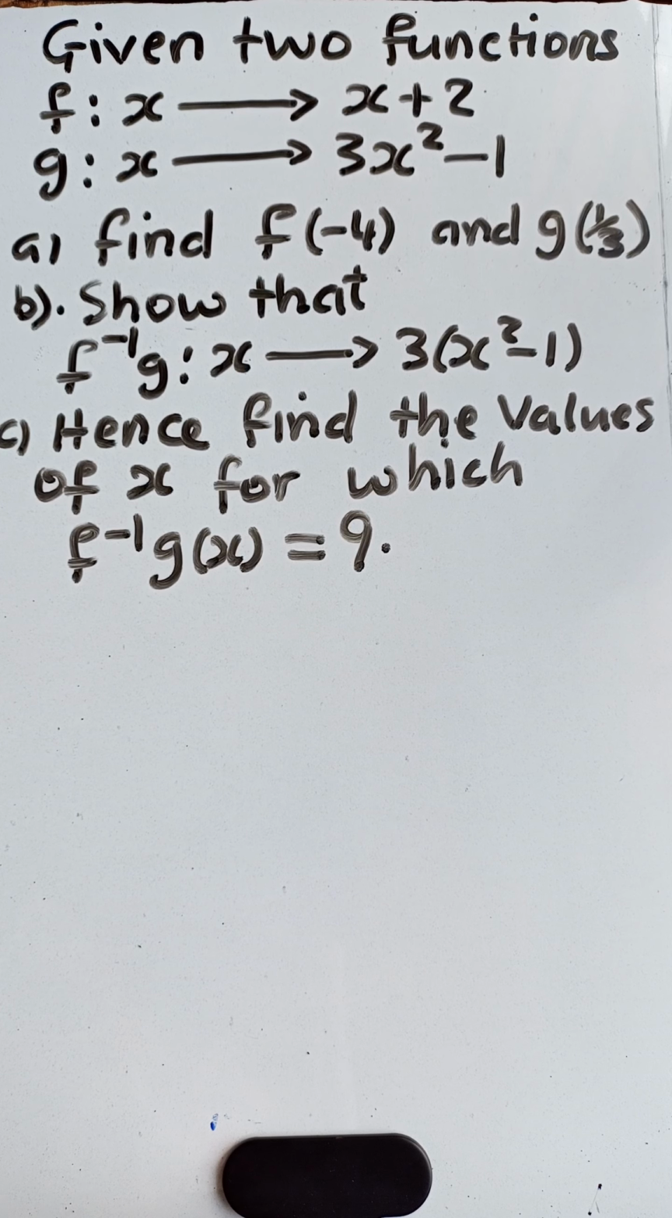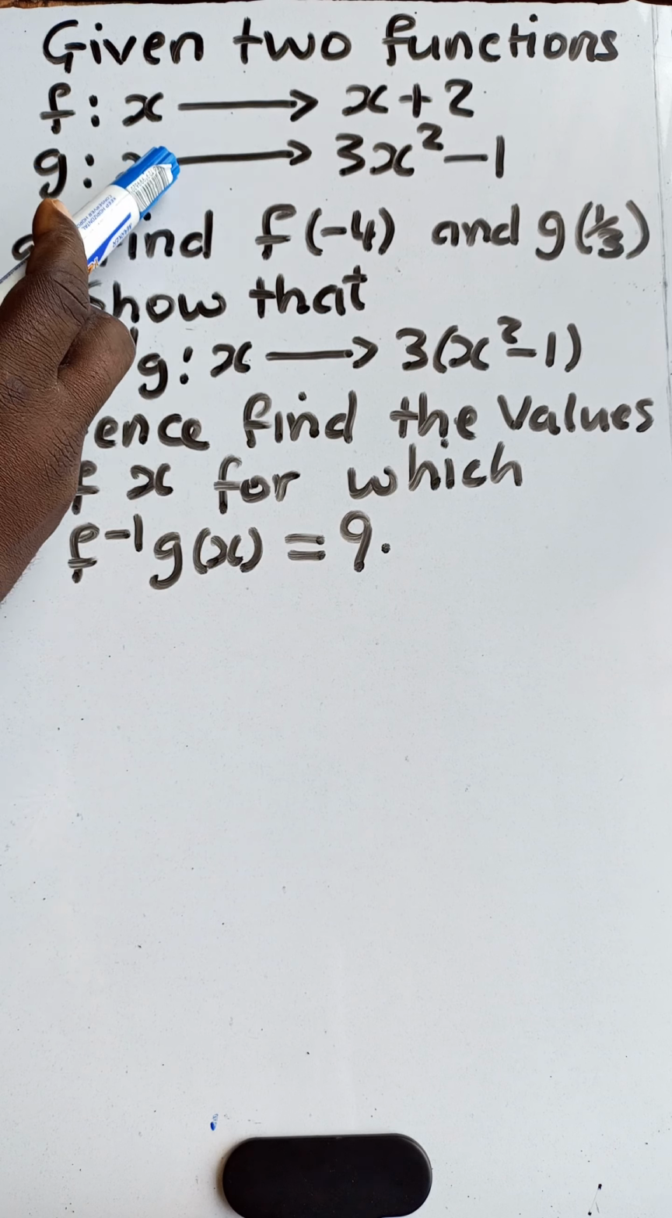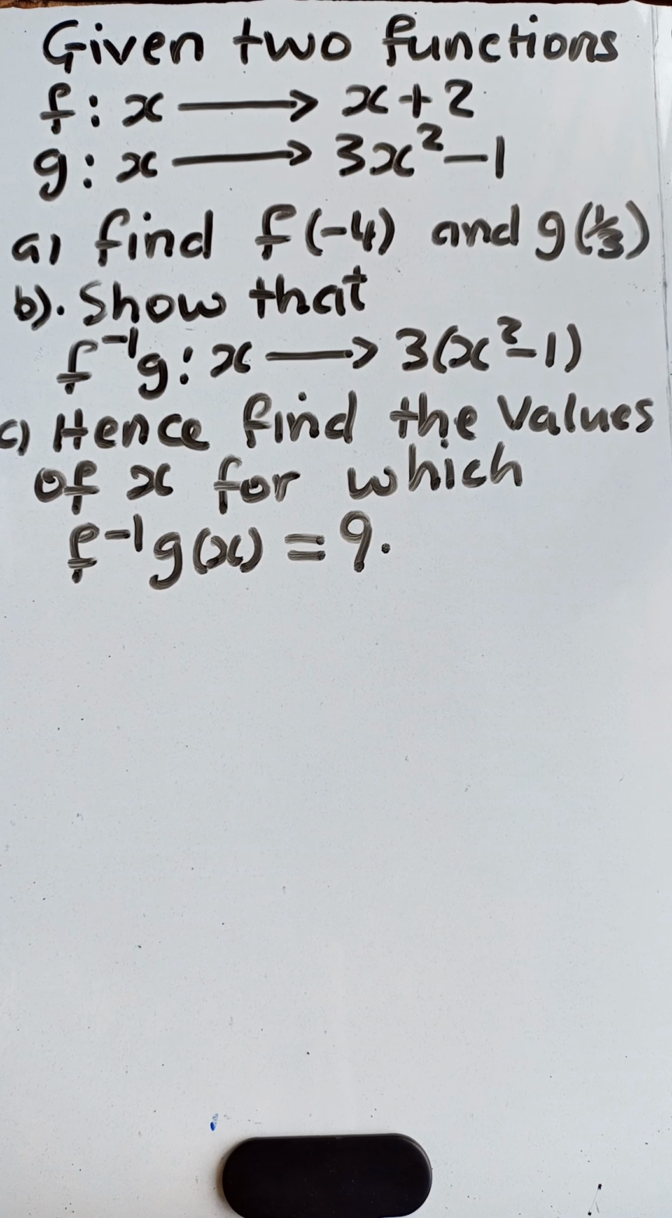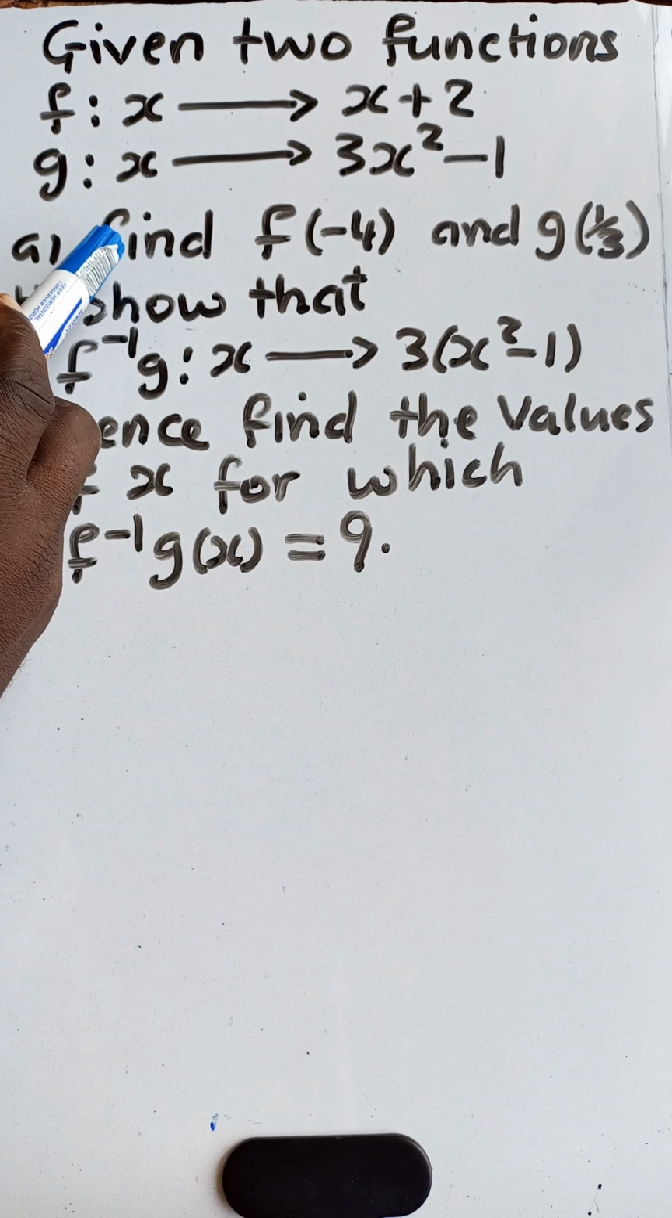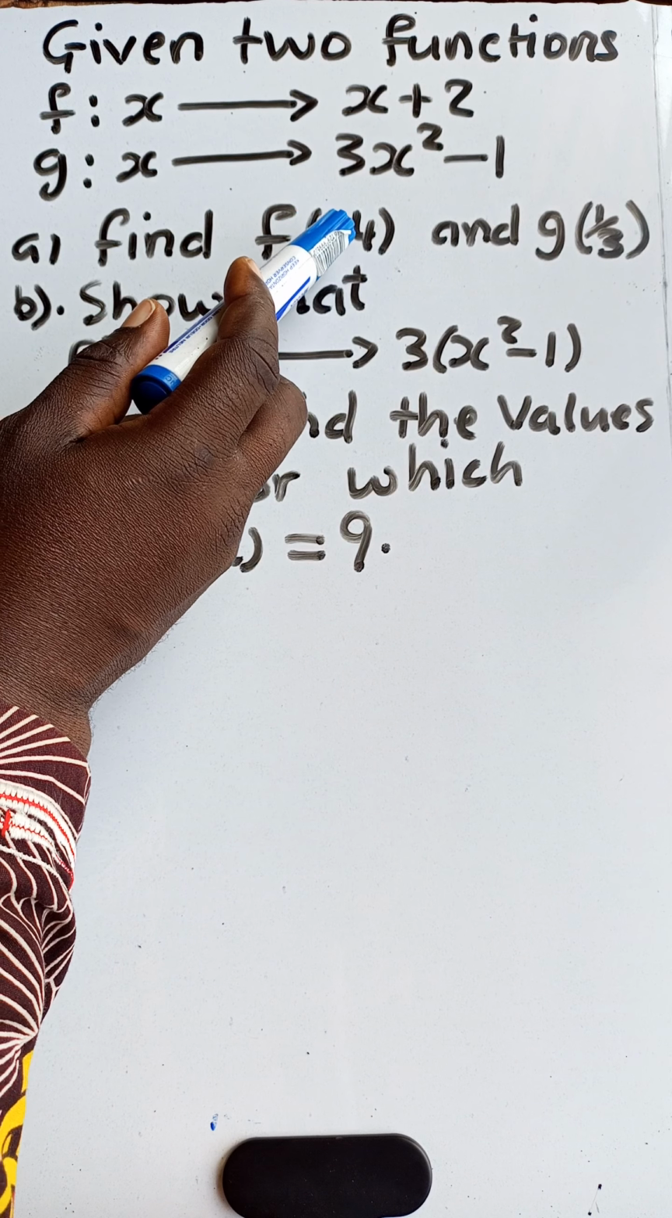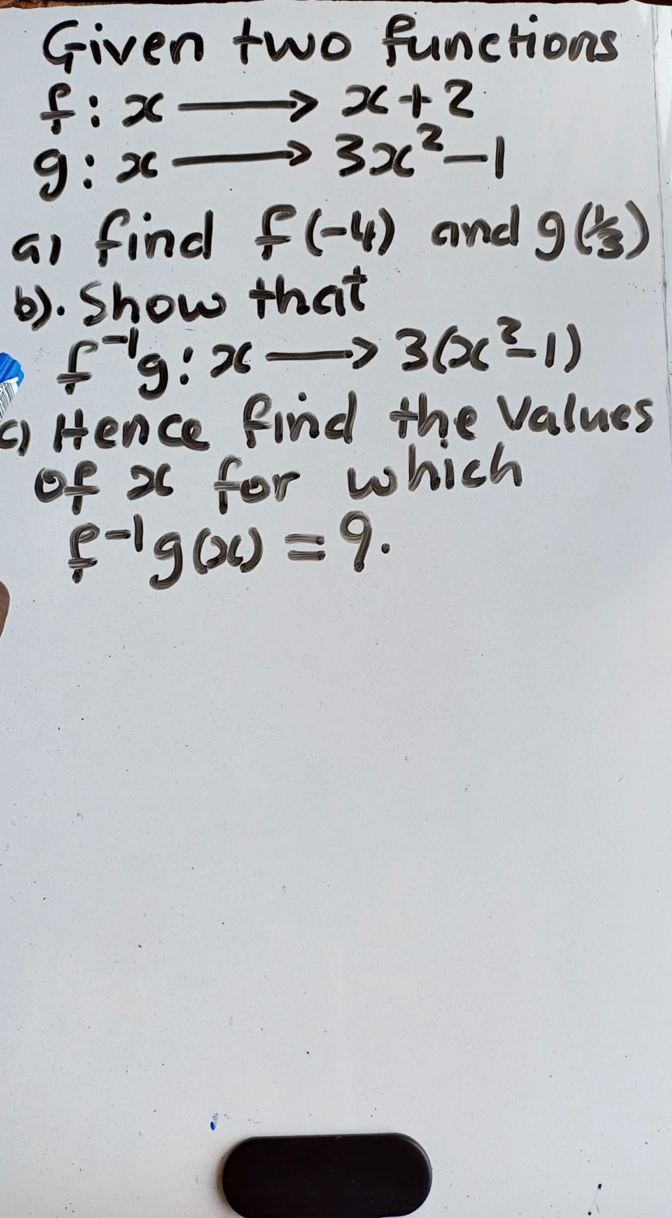Here is a question on functions. We are given two functions. F, the function that takes x and maps to x plus 2. G, the function that takes x and maps to 3x squared minus 1. And we are asked to find f of negative 4 and g of 1/3.